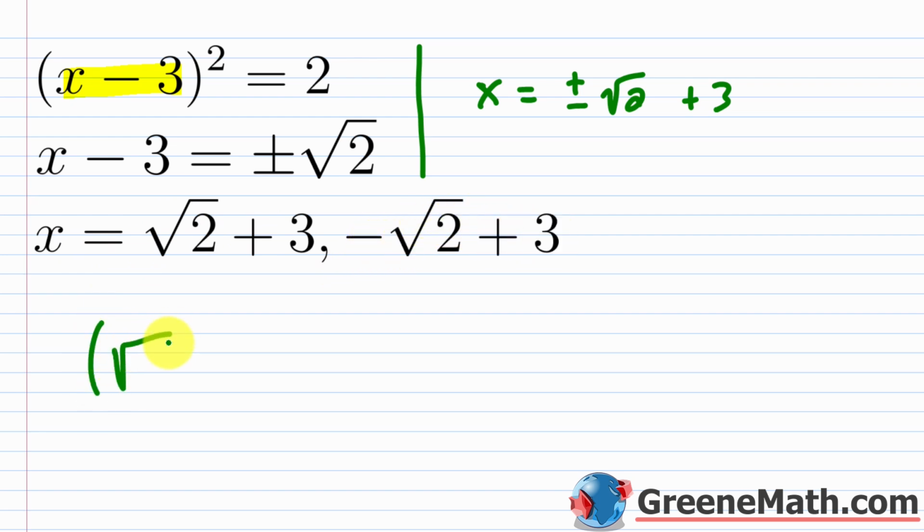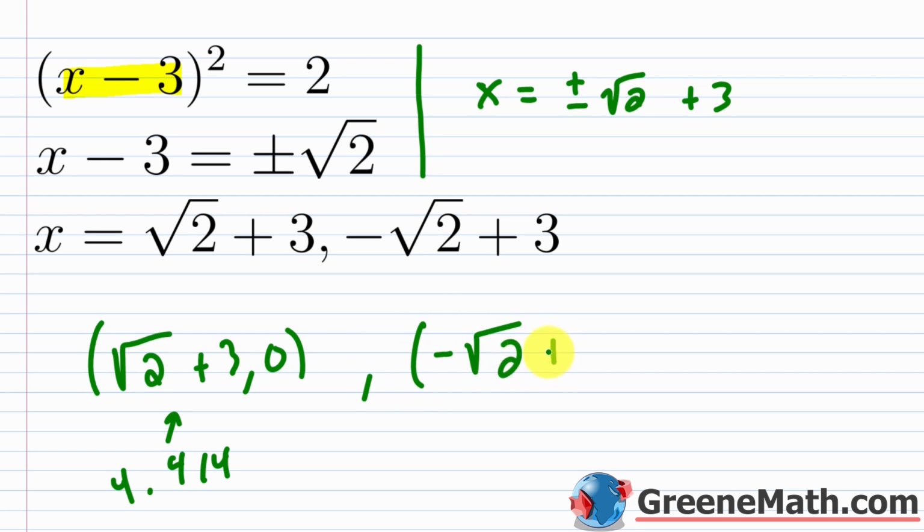So this one, if you think about square root of 2 plus 3, comma 0, if you punch that into the calculator, you're going to get about, let's say 4.414. We'll just round to the nearest thousandth, like we did before. Let me fix that. And then the other one, you're going to have negative square root of 2 plus 3, comma 0. Let me fix that, and let me fix that. Let's punch this into the calculator, and I get about 1.586, we're going to round to the nearest thousandth.